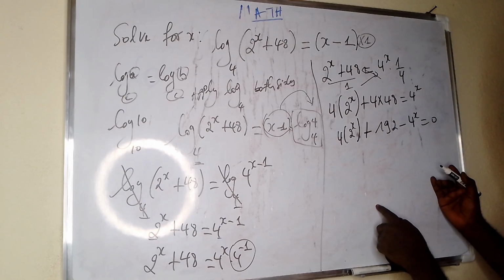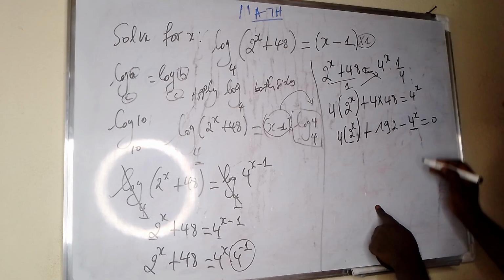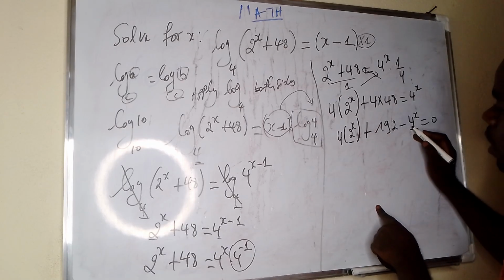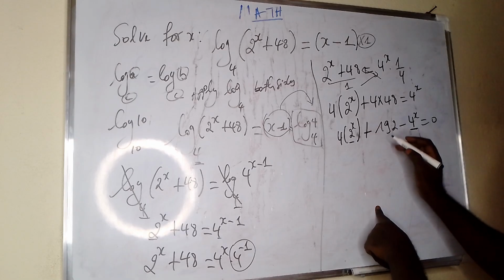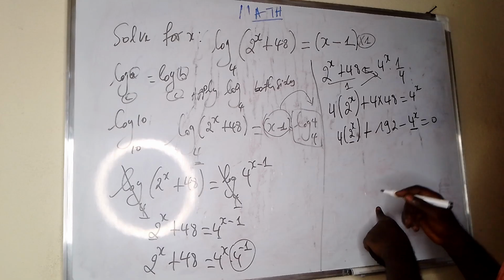When you look at this, we see that we have base 2 and we have base 4. So we can put these 4 in base 2 by using the factors of 4. Factors of 4 normally is 2 times 2, which is 2 squared.